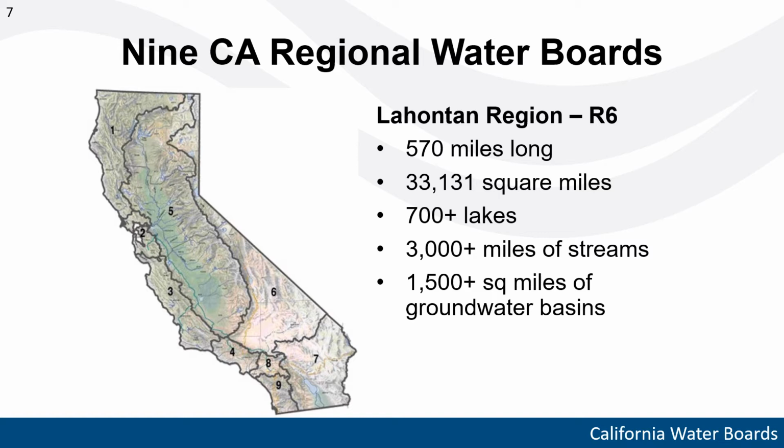The Lahontan region is topographically diverse. We have the highest point in the lower 48 states, Mount Whitney, at 14,500 feet, and the lowest point in the US, Death Valley, at 282 feet below sea level. We also have a ton of awe-inspiring open spaces and other areas which really are quite unique ecosystems in California.